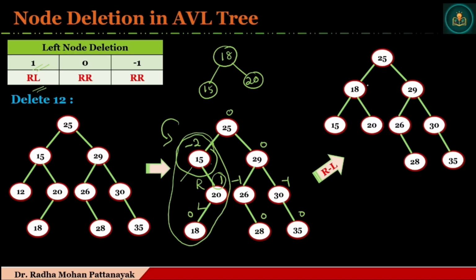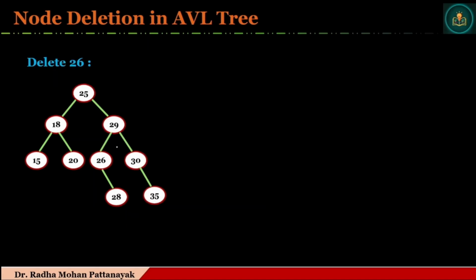I did this right left rotation by making 18 the root, 20 the right side and 15 the left side, and the rest of the nodes I kept as they are. Now you calculate the balance factor. After rotation, you can see in this table all the nodes are balanced. So now we will delete 26.